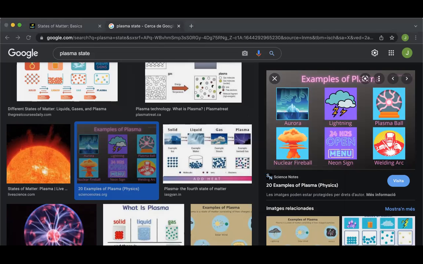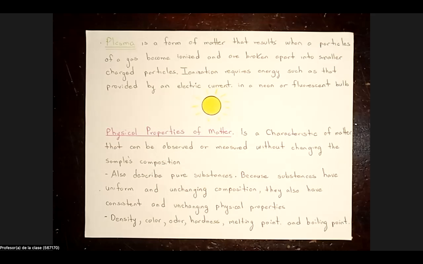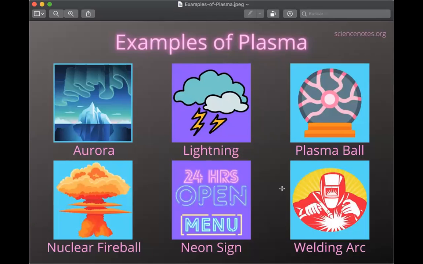Examples of plasma, a little bit bigger than the last one: an aurora, lightning, a plasma ball that I was talking about, a nuclear fireball, a neon sign outside a supermarket, for example, and a welding arc, which a man can use in building construction. So those are 6 examples of plasma.